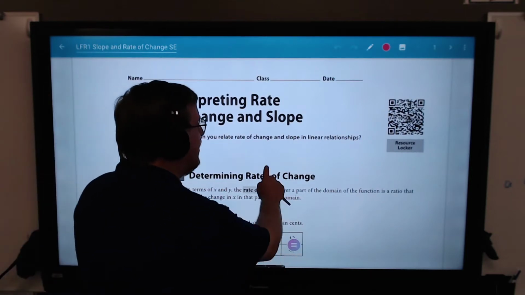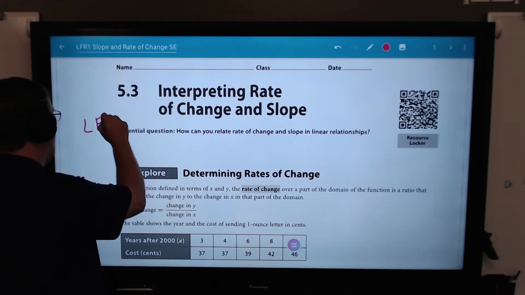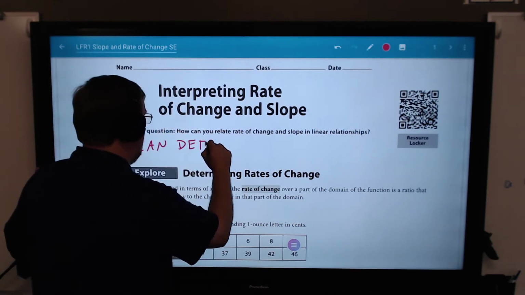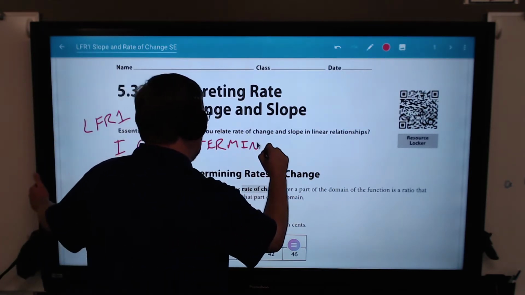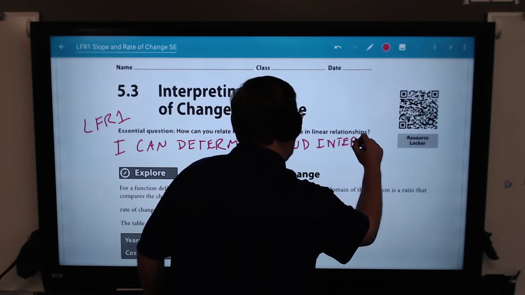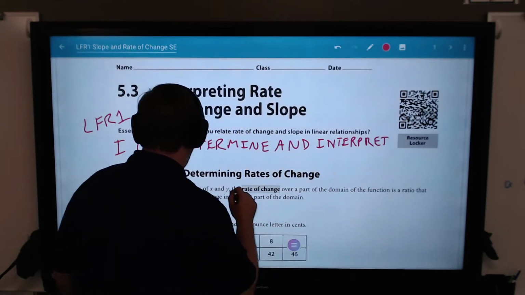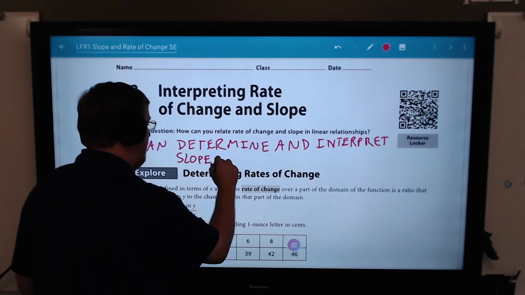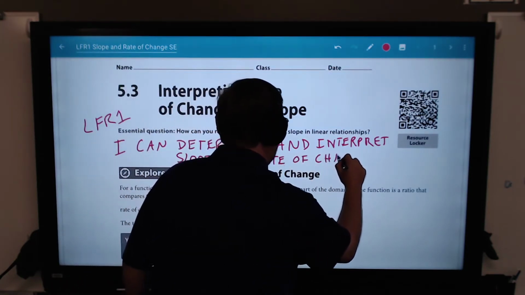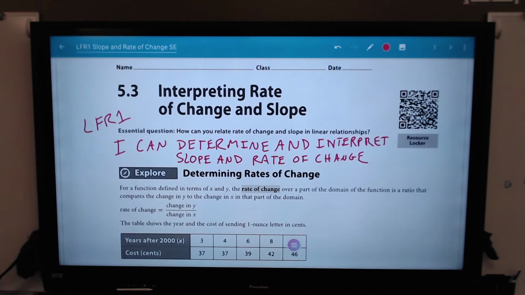Okay, slope and rate of change. LFR1. I can determine and interpret slope and rate of change. Okay, there we go. I can determine and interpret slope and rate of change.